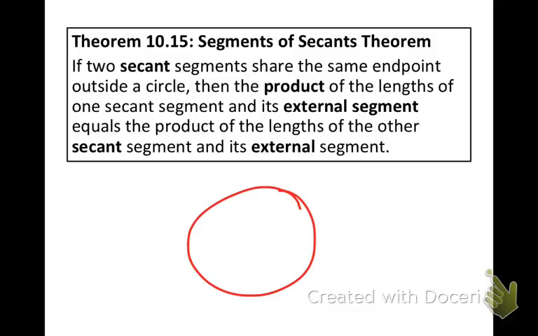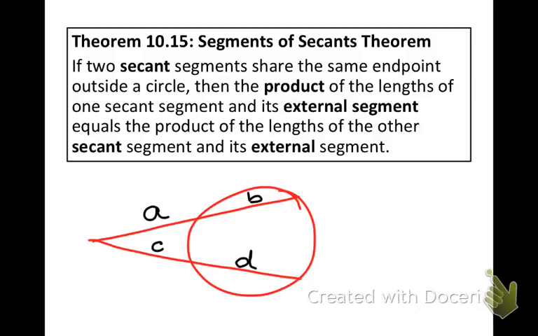So over in your circle, let's make one secant segment. And then coming off of that, make another secant segment so that they both are intersecting at the same point. I'm going to label my external of the top A, the internal B. Down on the bottom, external I'm going to make C, internal I'm going to make D.